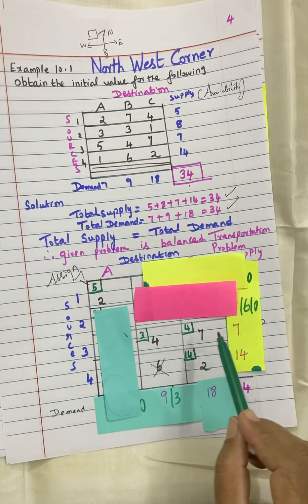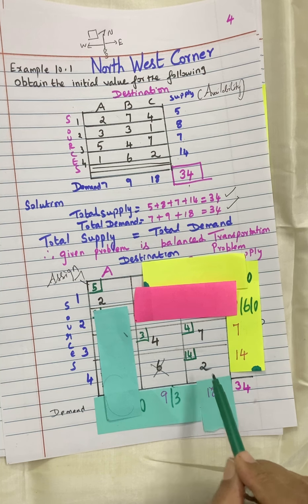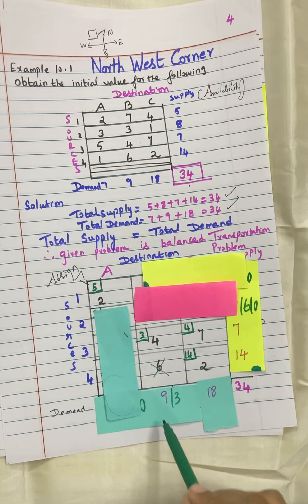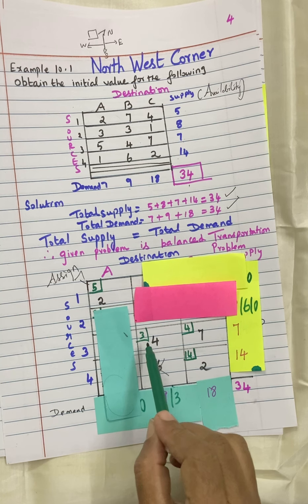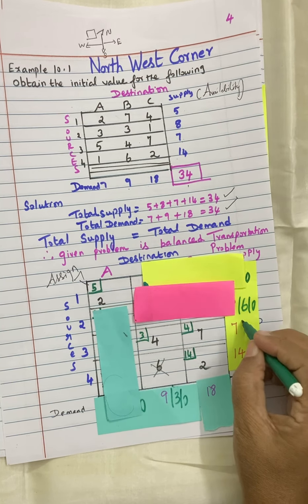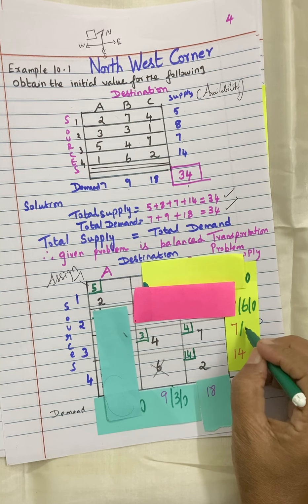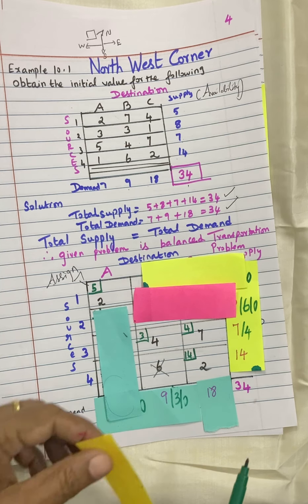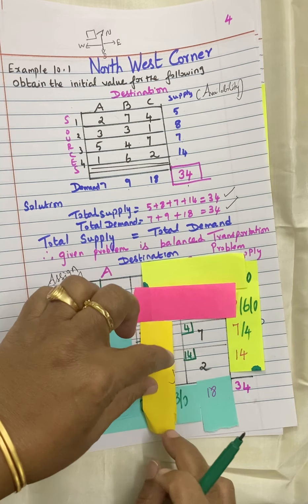Now I got 4, 7, 6, 2. Northwest corner is 4. The supply is 7. The demand is 3. The lowest is 3. You assign, so this becomes 0 now. After subtracting 3, it becomes 4 now. This is 0, so I will cancel this also.